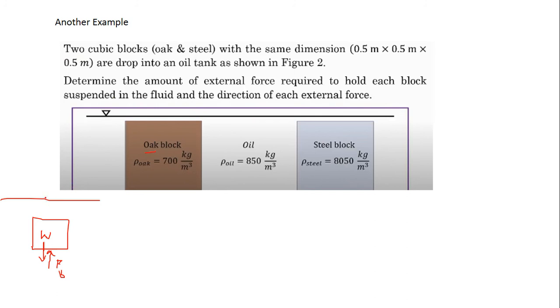Oak block, upward. Okay, you assume the FE is going upward. So like I said, don't worry about this direction. You just put one direction and you calculate and find out whether it's correct or not. Okay, so your assumption is the FE is going upward at first. Now what do we do, Daniel?